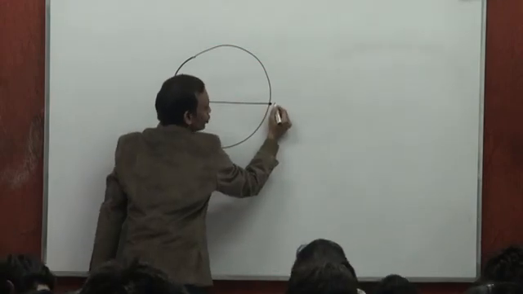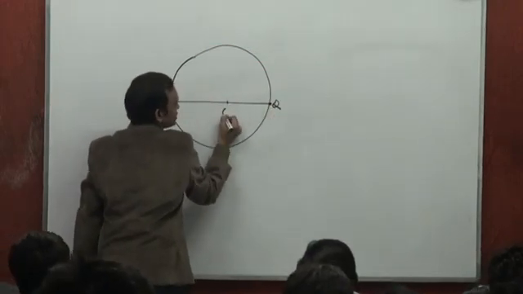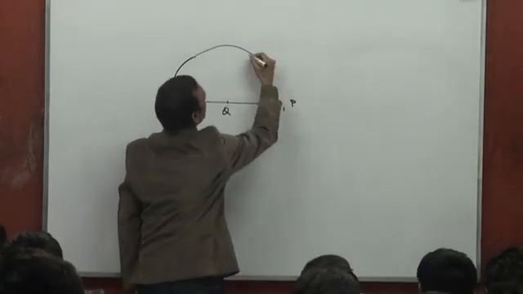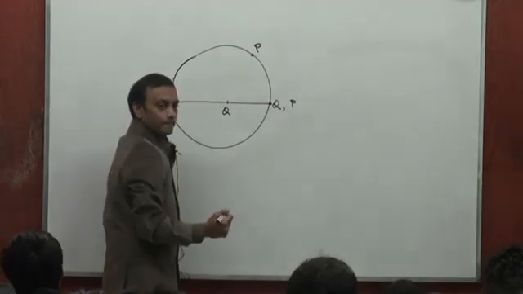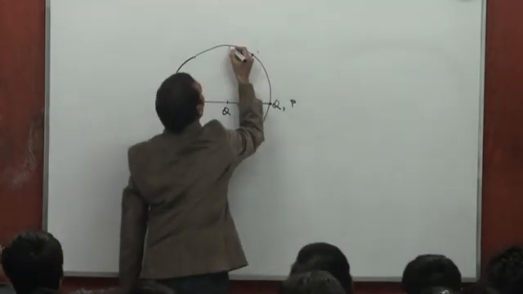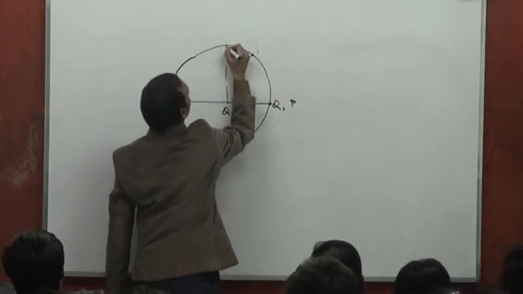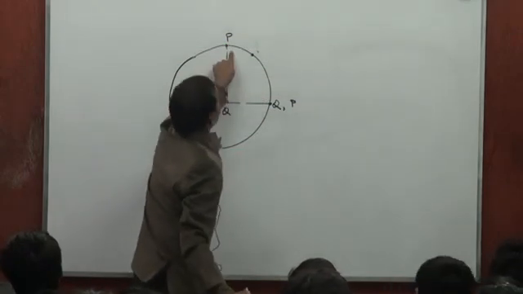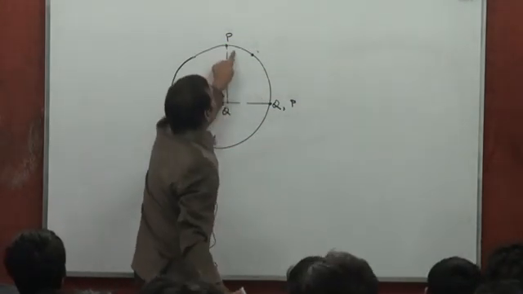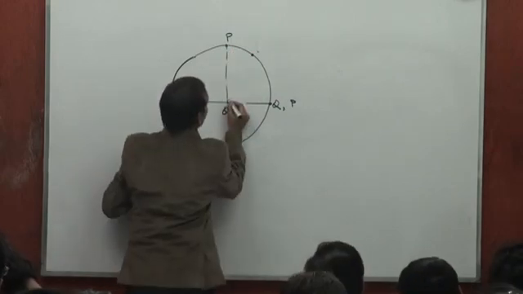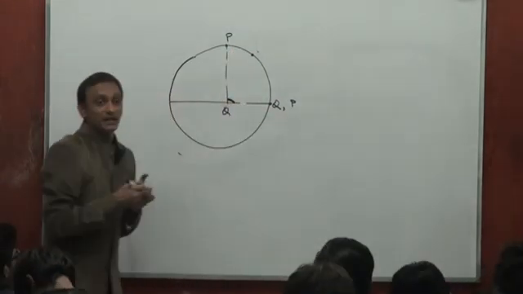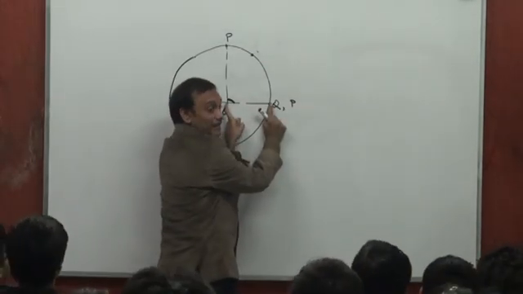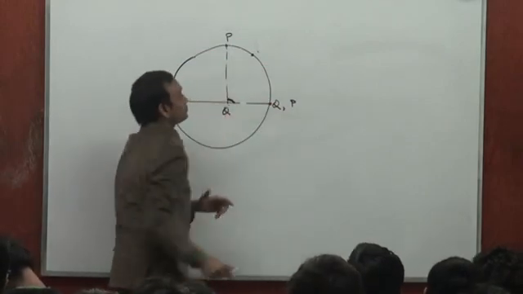Say while Q goes from this Q to this Q, P goes from this P to this P. Right? This P. Clear? So the angle described by P in a given time would be, in this case, this angle. And in that time, Q would have linearly described this length.